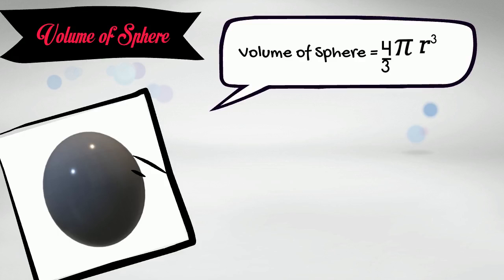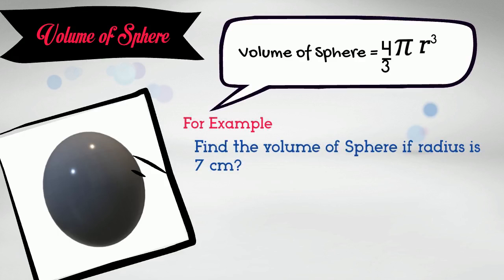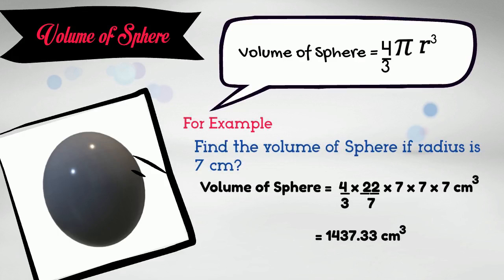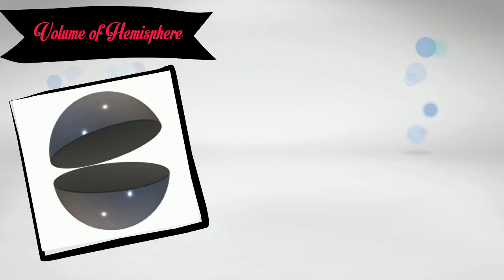To determine the volume of sphere, it is measured as 4 by 3 times pi r cube, where r is the radius of sphere. For example, let's find the volume of sphere if the radius is 7 centimeters. As we put the values into our formula, our answer comes to 1437.33 centimeter cube.